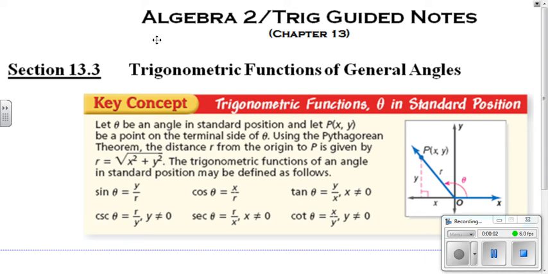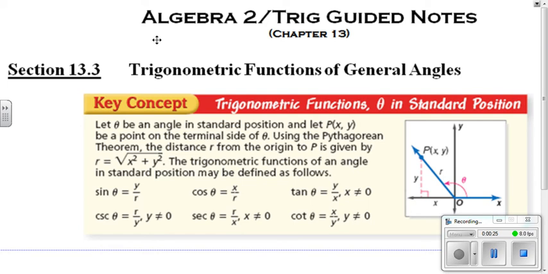Lesson 13.3, we're going to be talking about trigonometric functions of general angles. As well, we'll talk about quadrantal angles and reference angles. Those will all tie a lot of these ideas about trigonometry and about measuring angles and how angles relate to each other. That'll tie all these ideas together.